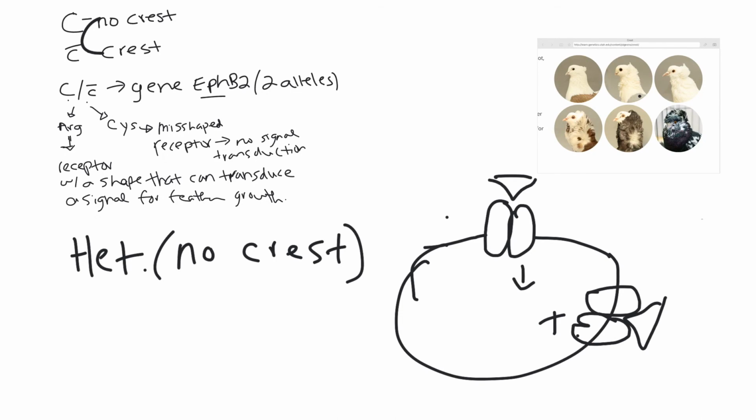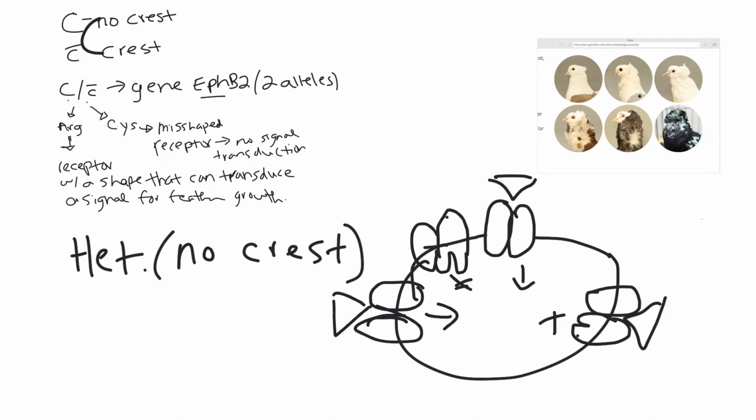In the heterozygote, and this is where scientists learn whether it's recessive or dominant, half of the receptors are going to be the correct shape and bind the signal and transduce it, and half the receptors are going to have that misshapen and not transduce the signal. So it turns out in this case that half the signal amount is enough to get the feathers to grow in the correct direction, so you don't get the crest.